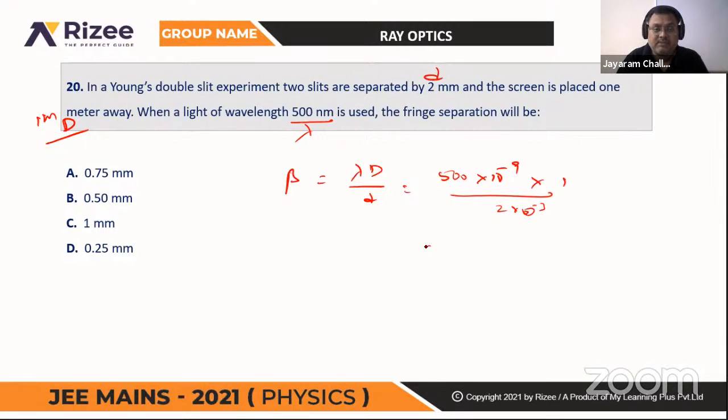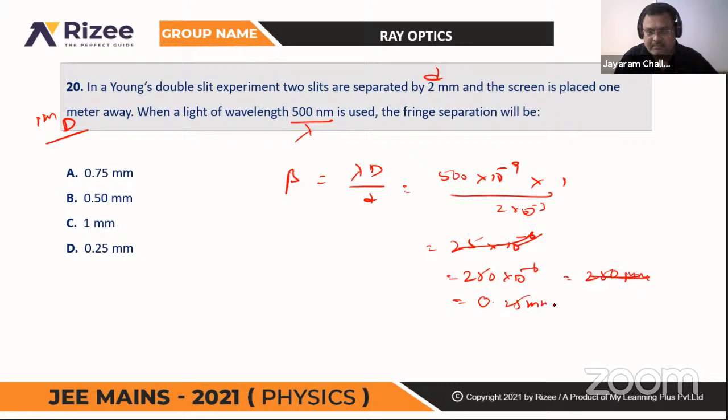Now solve this one. How much will this be? Readjust this so that you can have it. 500 by 2 is going to be 250. This is going to be 250 into 10 to the power of minus 6, which is 250 micrometers. Or if you want to convert it into millimeters, then it will be 0.25 mm. That will be your final answer, which is option D.